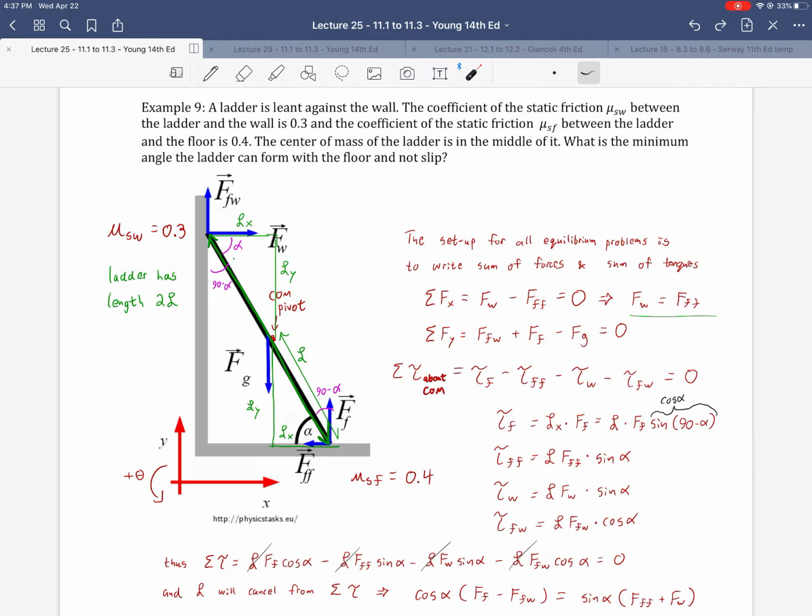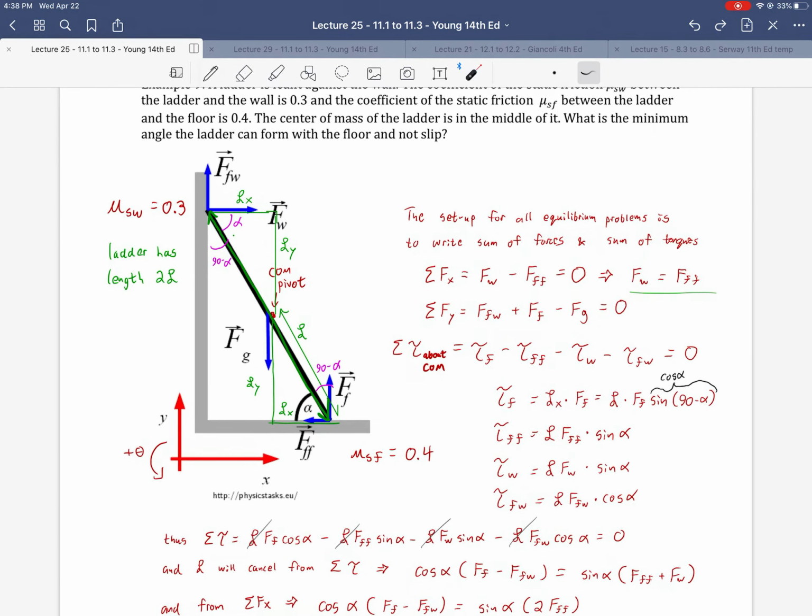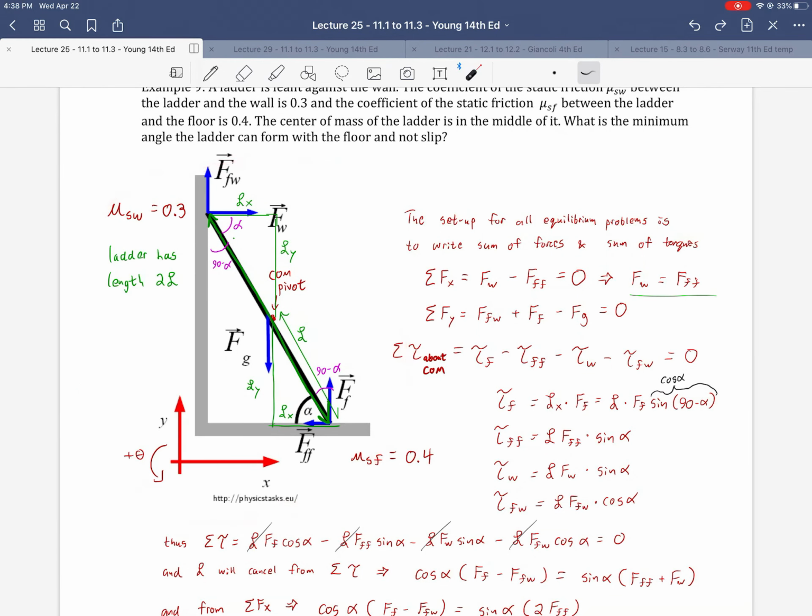And so this is the more realistic version, but it ends up being quite a bit more complicated because you're introducing many more unknowns. And then in this case, at least I have a uniform density rod, so the center of mass is in the middle, a uniform density ladder. But then what I'm asking for is not even a force, but instead for the angle, which inherently can be a trickier thing to ask for. So I was asking, what is the minimum angle that the ladder can form with the floor and not slip?